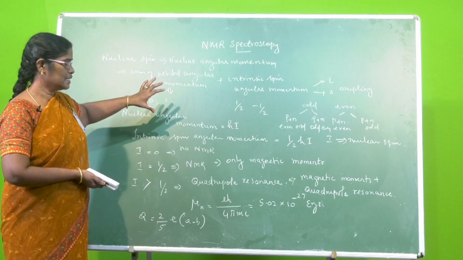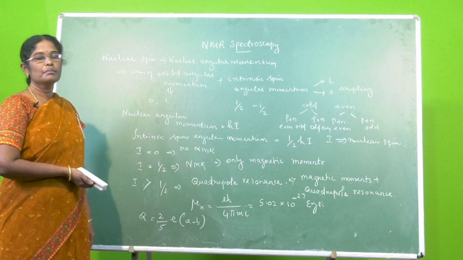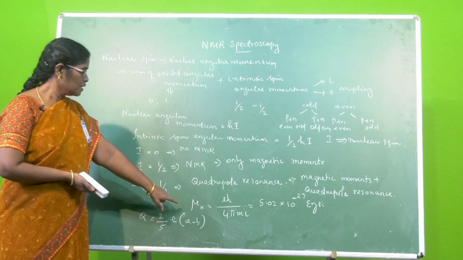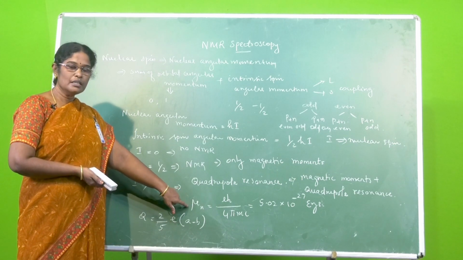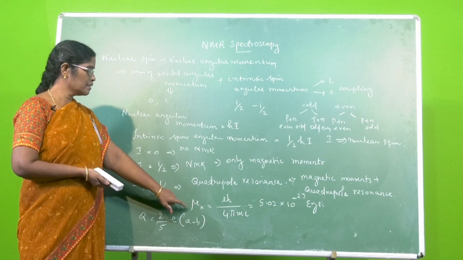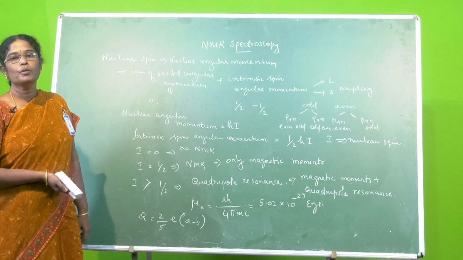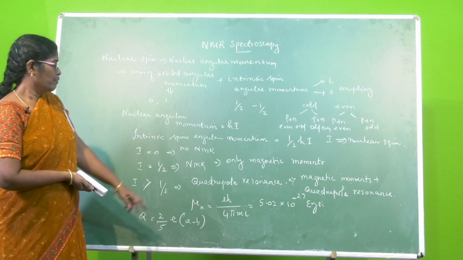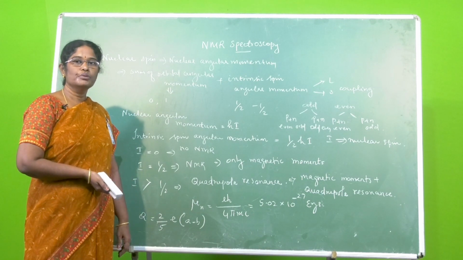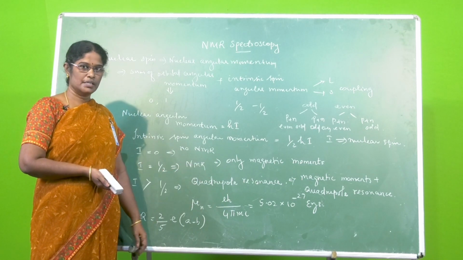So the basic understanding involves all these points, and here the nuclear magneton value, which is nothing but the mu value, or the magnetic moment associated with each of the nucleons, is given by the value of eh divided by 4 pi mc. And the value that has been computed is 5.05 into 10 power minus 27.